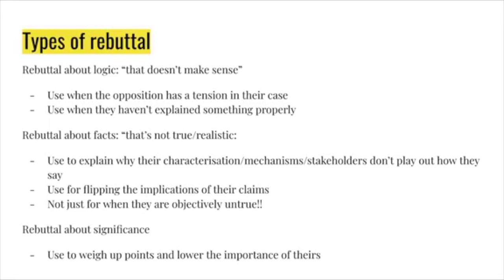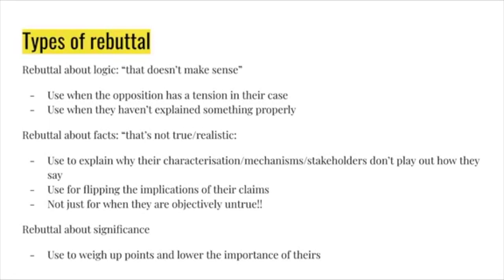Secondly, there's rebuttal about facts. So this is when we're arguing that whatever they have said is not true or realistic. This can be used to explain why their characterization or their mechanisms or their stakeholders don't actually play out how they've explained them to be. So you're challenging their conception of the world and the way it works. And it's also when you're flipping the implications of their claims. So you're saying, well, that fact is true, but the implications of it are not.